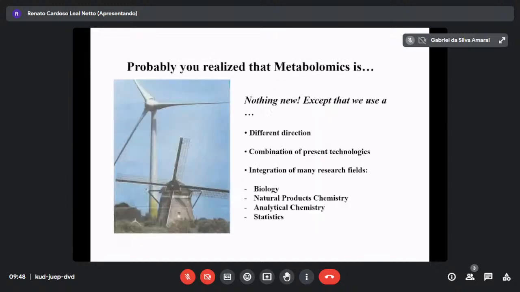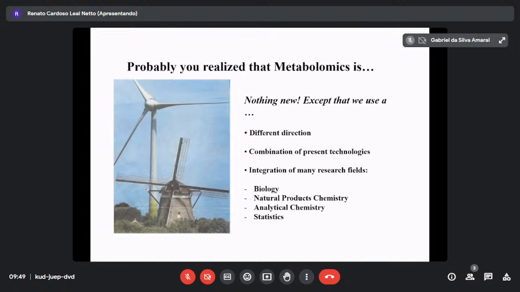Now, probably you realize that metabolomics is more or less going to the conclusion, right? Nothing new. I already showed, except that you use a different direction. What kind of direction do you have? You want the old and a combination of present technology. I'm not interested in animal. I'm not interested in SMS. I'm interested beyond technique. And the third one is integration of many research fields.